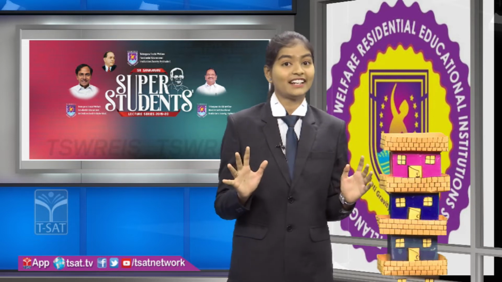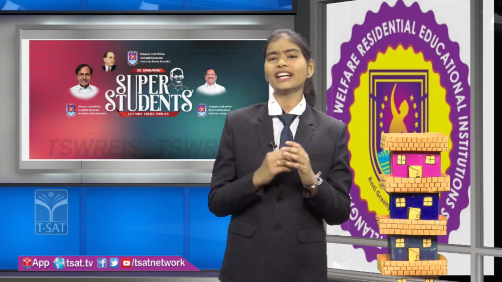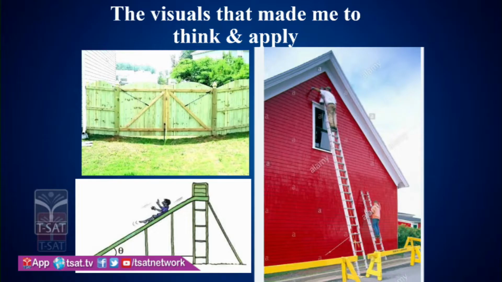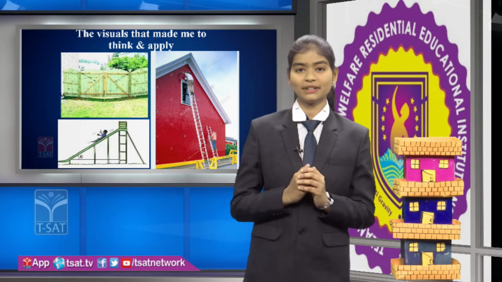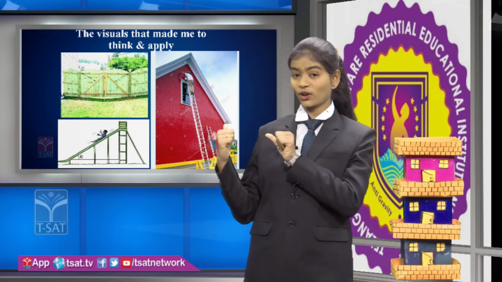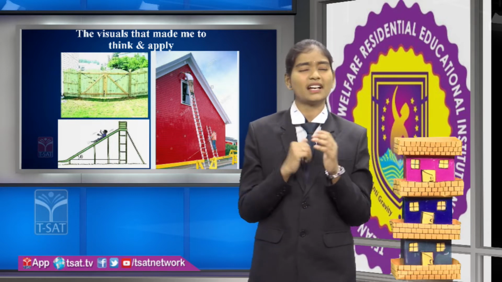In that, a slider attracted me very much. That slider was using a right angle triangle for stability. Then, as I was going into the village, I saw two persons painting a house with the help of a ladder. They were adjusting the ladder for stability. Friends, as you can see on this slide, these three images made me think and imagine.